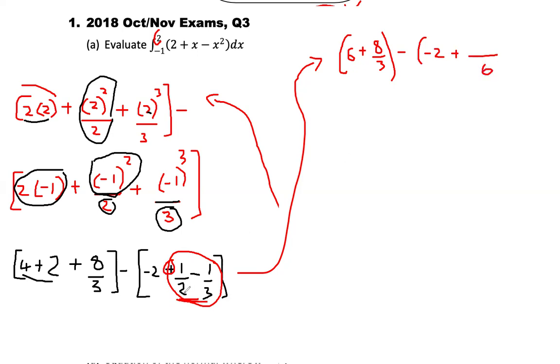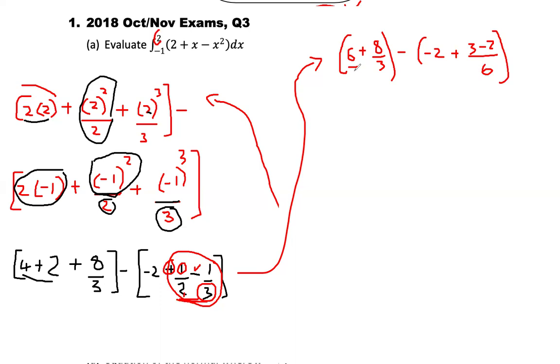How many times can a 3 go into a 6? How many times can a 2 go into a 6? 3 times 1 is 3. What sign is there? Negative. How many times can a 3 go into a 6? 2 times. The 2. And then we close.